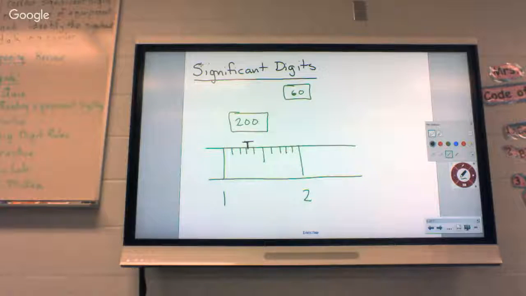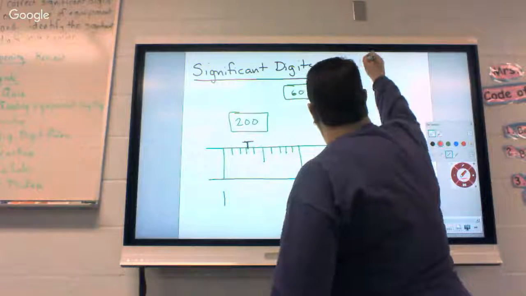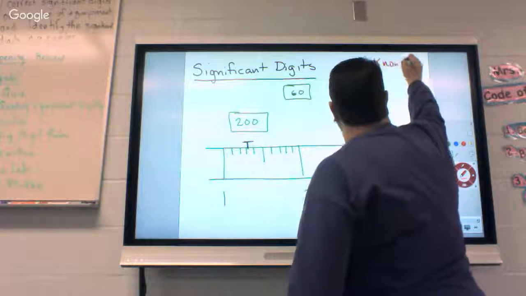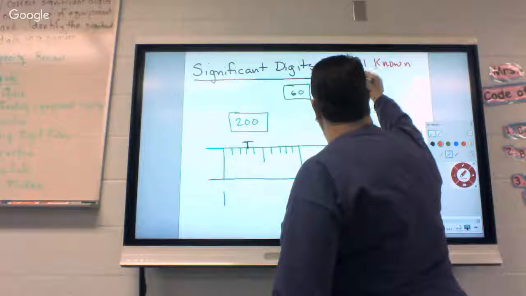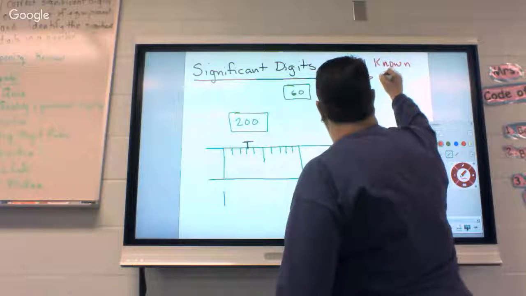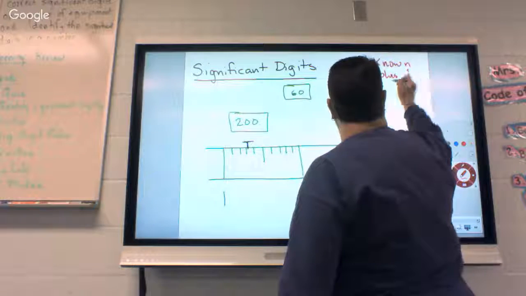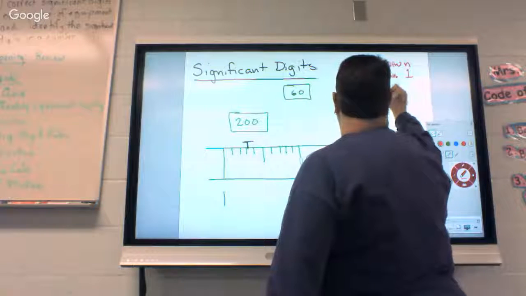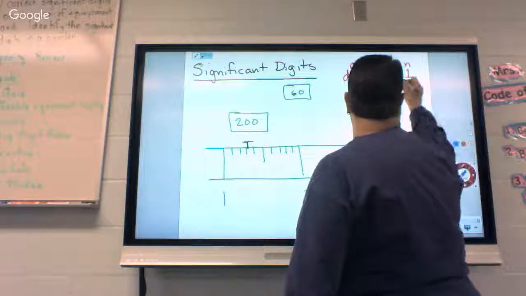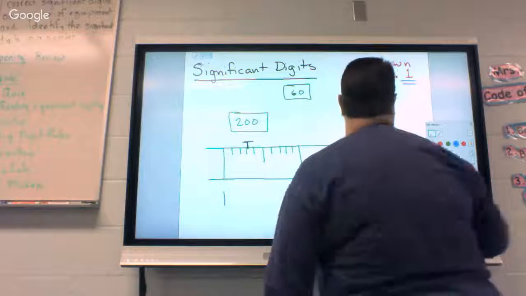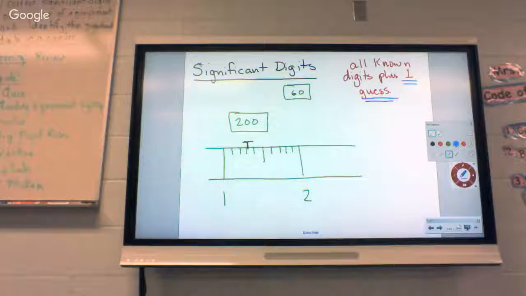Significant digits are all known digits plus 1 guess. Now, the thing that gets people in trouble is the guess. People have no trouble reading the known digits. It's the guess they leave off and don't do. However, in chemistry class, you have to do the guess.